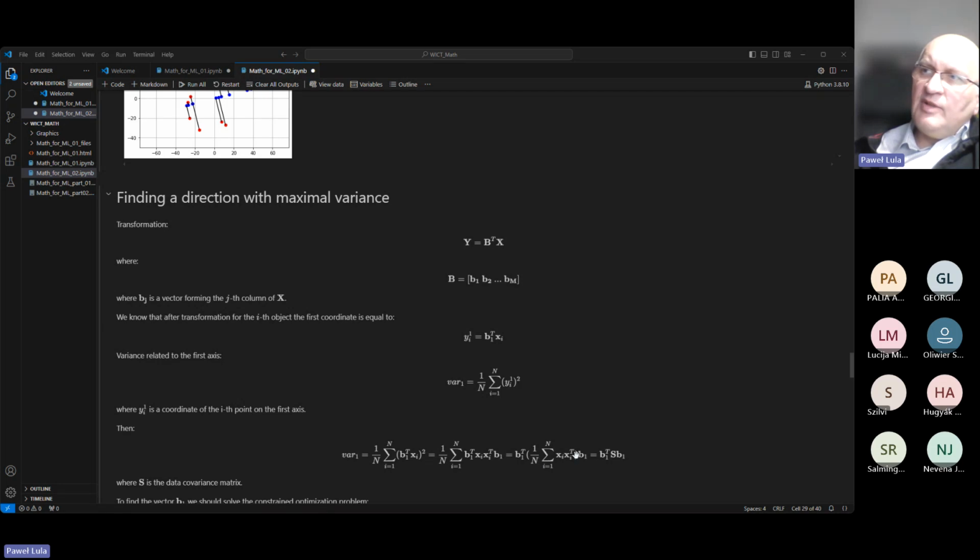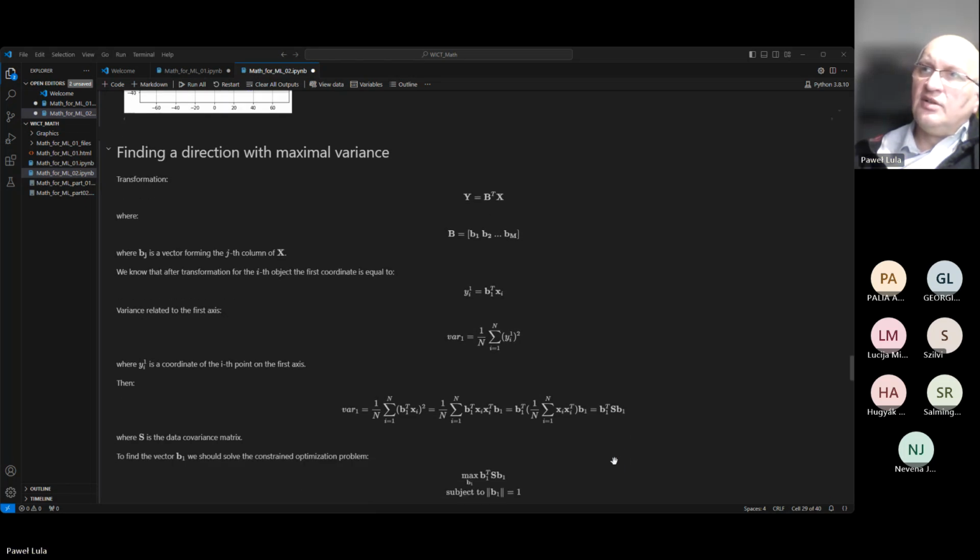But please look at this element which we have here. It is a variance-covariance matrix, but for original data. It is S matrix. So S is a variance-covariance matrix for original data. So we see that variance for projections of points on this new axis can be presented in this way. We want to have this variance as big as possible. So we want to maximize this value.